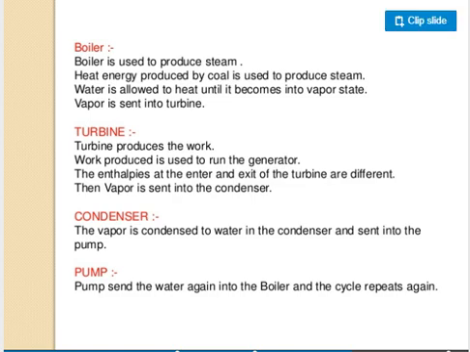The boiler. Then we discuss the boiler section. The boiler is used to produce the steam. The heat energy produced by coal is used to produce steam. Water is heated until it becomes vapor. Vapor is sent into the turbine.